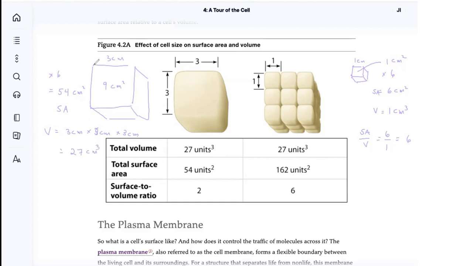Right? So this bigger cell has not only a larger surface area, it's also going to have a lot larger volume as well. And if you look at the ratio of the surface area to the volume, it will be 54 divided by 27, and that's going to equal 2, right? And so this is the calculation that we're making. The surface area to volume ratio is much smaller in the larger cell.